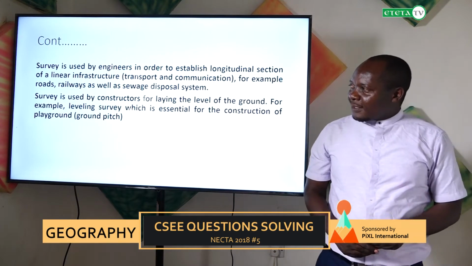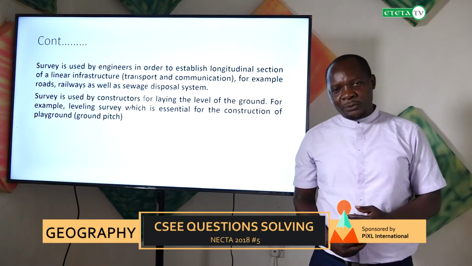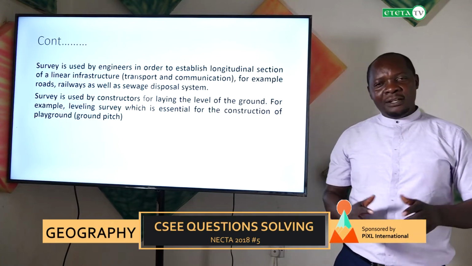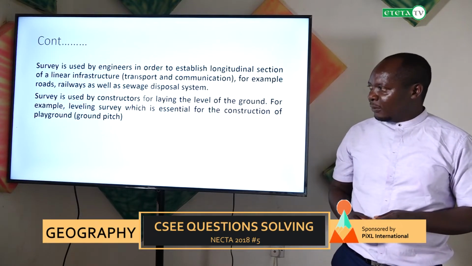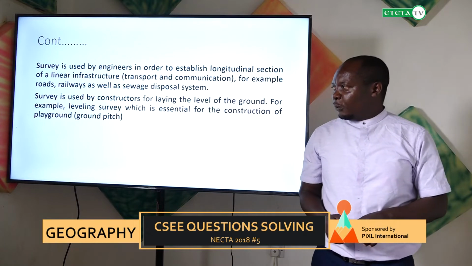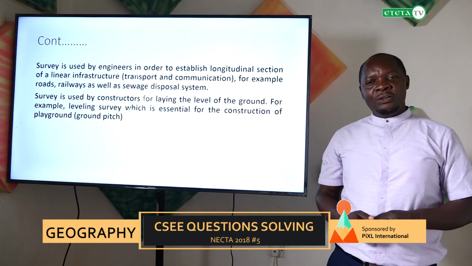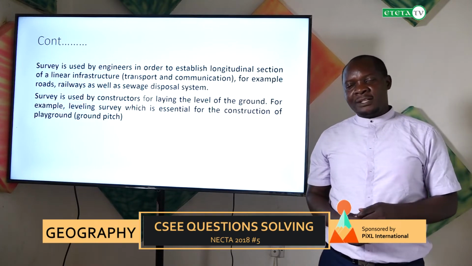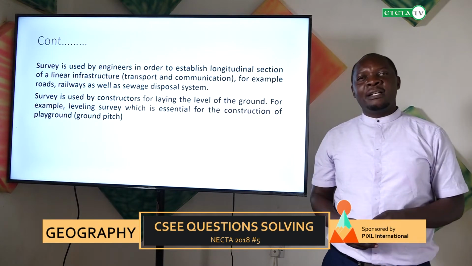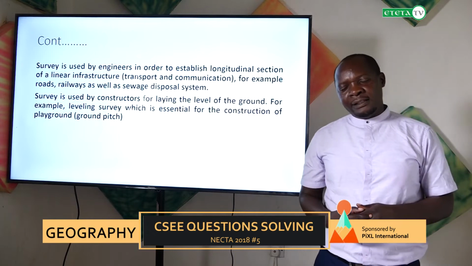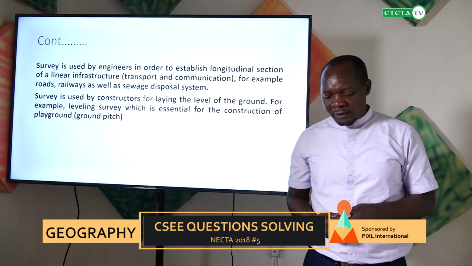Number 2, survey is used by constructors for laying the level of the ground. For example, leveling survey, which is essential for the construction of a playground or ground pitch. When we construct a ground pitch, essential for playing football, basically survey is used, and very particularly the leveling survey, which is very important for the construction of a ground pitch.